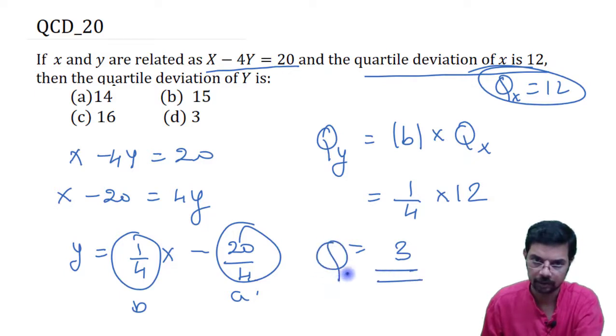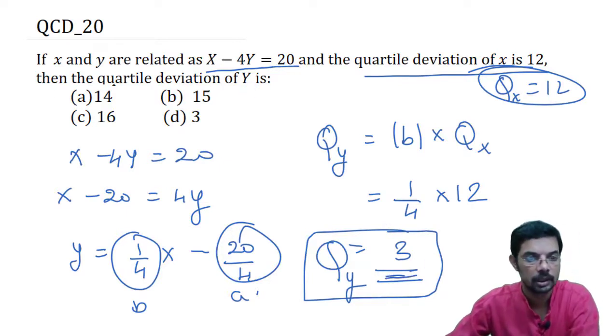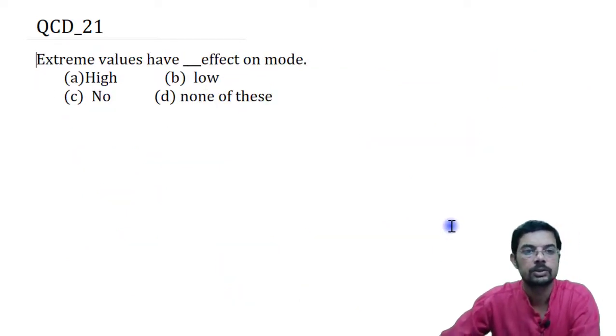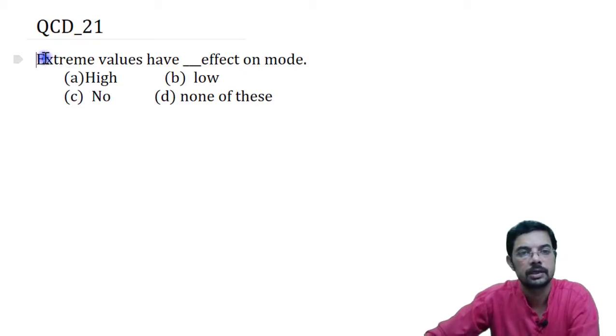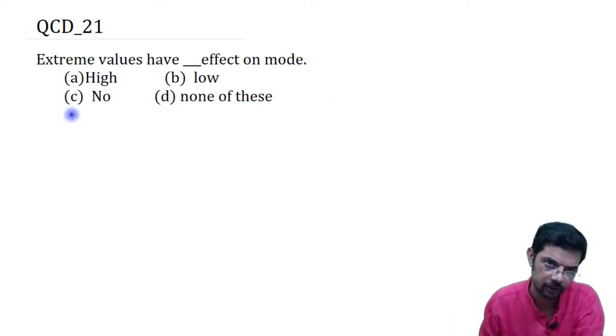So quartile deviation of y is equal to 3. Next question is question number 21. In question number 21, we see that the extreme values have dash effect on the mode. Mode is not affected by the extreme values, so it has no effect on the mode. Okay, next question is question number 22.